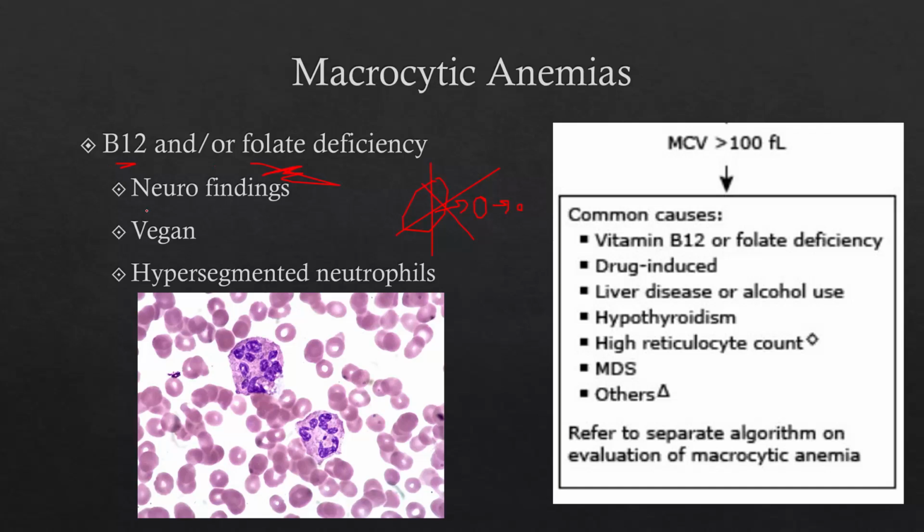B12 and folate deficiencies can show with neuro findings; dizziness and balance issues are common. Look for this in vegetarians and vegans, because B12 especially is found in meat products. And then the classic thing to look for on the PBS is hypersegmented neutrophils.